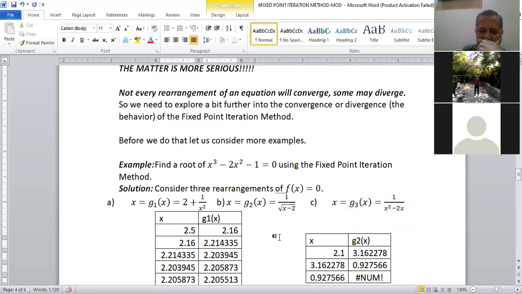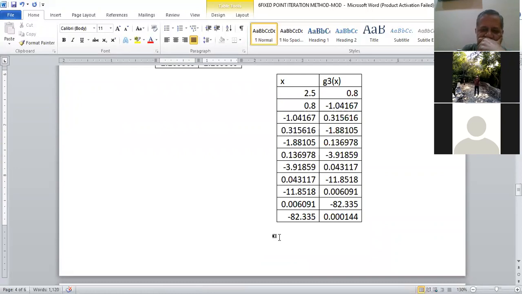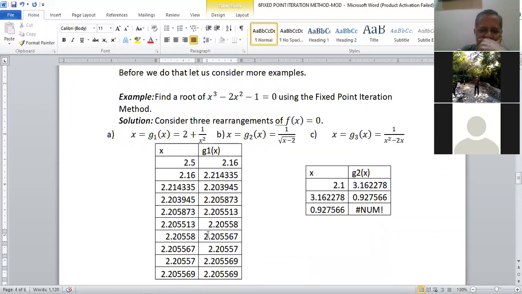Now, in this case, the first rearrangement is neatly converging to a root. Put this x in this g, and the g value came as 2.16, which is our new approximation, which we put in again, and we get 2.214335. This is our new approximation, we take it as x, put it in again, and so on.